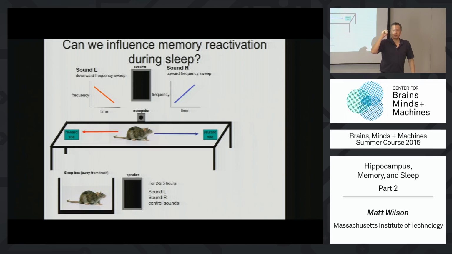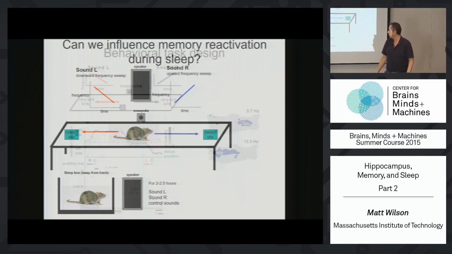Auditory system on. So we train an animal on a task where it learns to associate auditory cues with locations. The right sound means go over here to get food. The left sound means go over there to get food. Very simple task. Then the animal goes to sleep, and you just continue to play the sounds. So it learns something, and now you try to bias cortical activity during sleep and ask, what does that do?